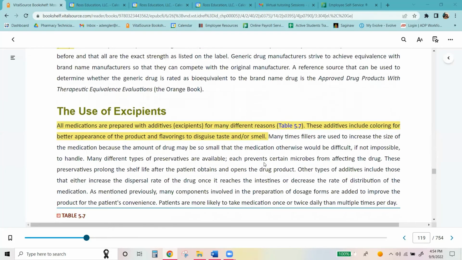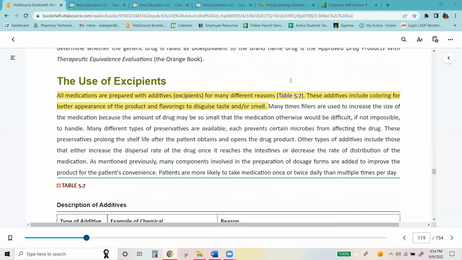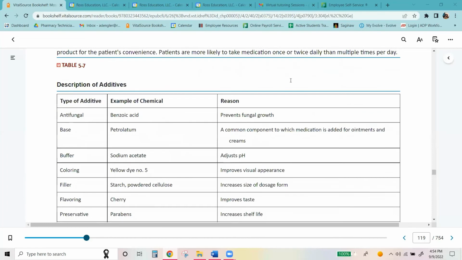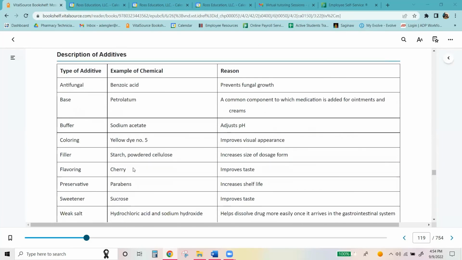All medications are prepared with additives, which we call excipients, for many different reasons. We kind of talked about this in the beginning of the chapter. These include coloring for better appearance of the product and flavoring to disguise taste and or smell. So you can look in table 5.7 for description of additives. Here is the type of additive, the example of the chemical, and the reason why they put that in there. So you can see flavoring, they use cherry and it improves taste. Antifungal, they use benzoic acid because it prevents fungal growth.